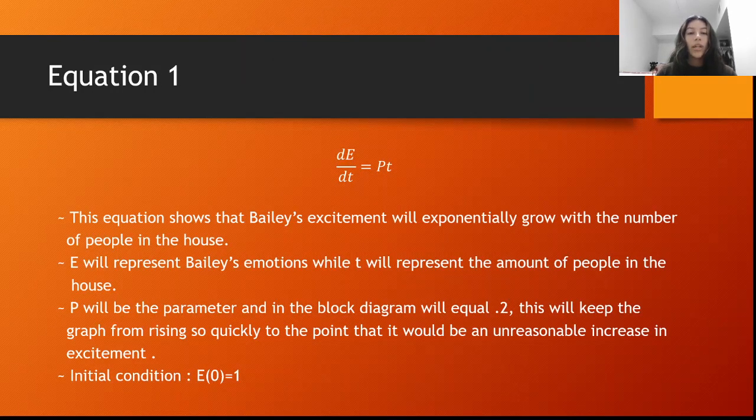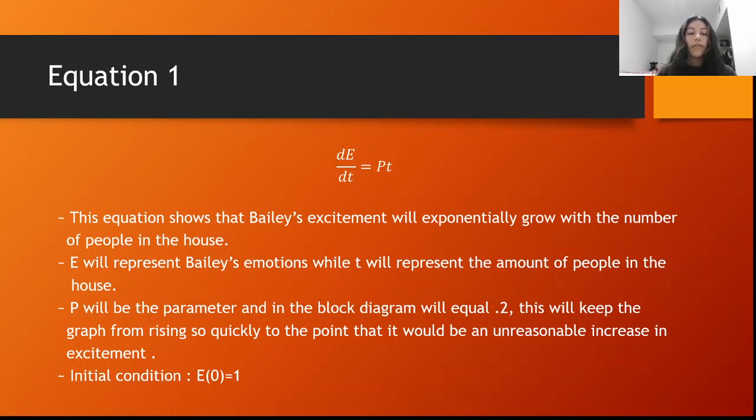So for equation 1, I have dE over dt equals pt. This equation shows that Bailey's excitement will exponentially grow with the number of people in the house. E here will represent Bailey's emotions, and t will represent the amount of people in the house. P is going to be the parameter, and in the block diagram, you will see it represented as 0.2.